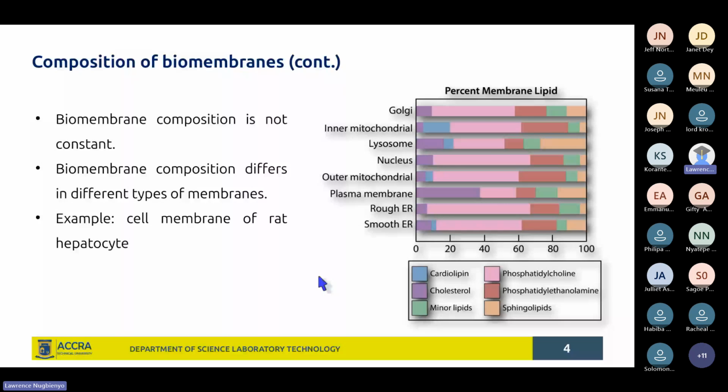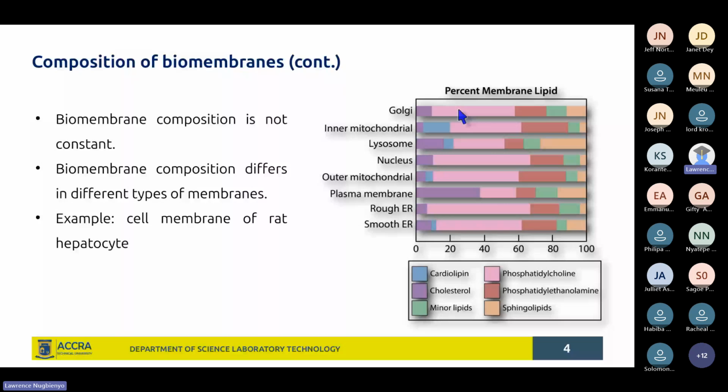And so we have on the right hand side an example of the cell membrane of a rat hepatocyte. So that's a cell from the liver of a rat. The cell membrane has been studied, and you could see that you have different compositions of lipids inside this cell membrane.